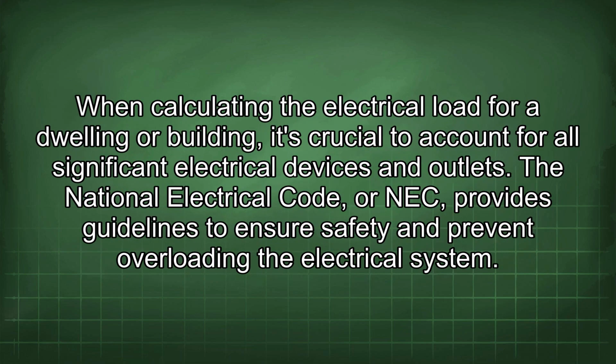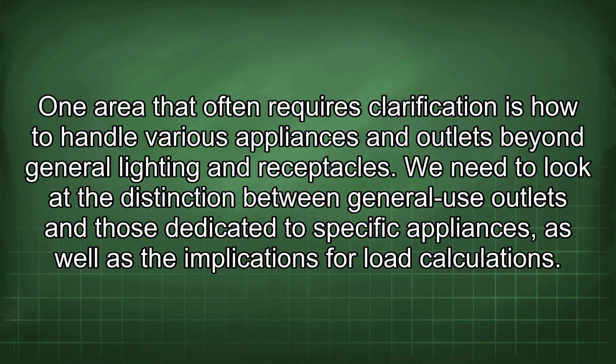When calculating the electrical load for a dwelling or building, it's crucial to account for all significant electrical devices and outlets. The National Electrical Code, or NEC, provides guidelines to ensure safety and prevent overloading the electrical system. One area that often requires clarification is how to handle various appliances and outlets beyond general lighting and receptacles. We need to look at the distinction between general use outlets and those dedicated to specific appliances, as well as the implications for load calculations.